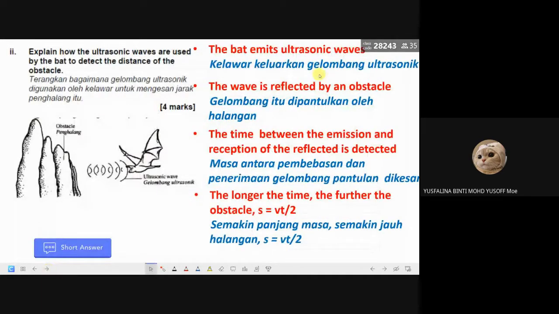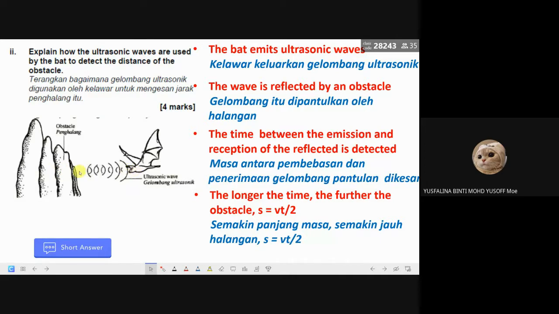All right, the next one. Explain how the ultrasonic wave is used by the bat. Bats also use the ultrasonic wave, to detect obstacles or food in front of them. Of course there must be a transmitter, but the bat doesn't have a transmitter. The bat itself emits the ultrasonic wave. After it emits the ultrasonic wave, the obstacle reflects it back.